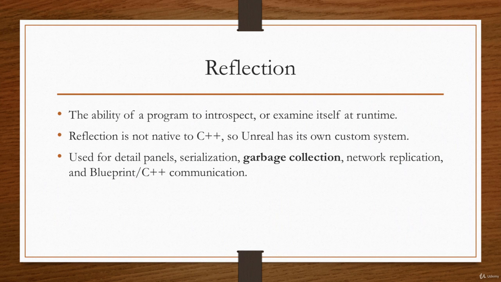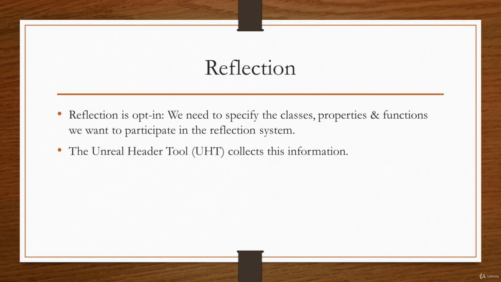Okay, next I want to talk about reflection. And this is the ability of a program to introspect or examine itself at runtime. Now, reflection is not native to C++, so Unreal has its own custom system. It's used for detail panel, serialization, garbage collection, and various other things like blueprint and C++ communication. Now, it's important to note that reflection is opt-in, and this means we need to specify the classes, properties, and functions that we want to have participate in the reflection system. It doesn't just participate automatically. And the Unreal Engine header tool, which we'll discuss in a bit more detail later, collects all of this information.